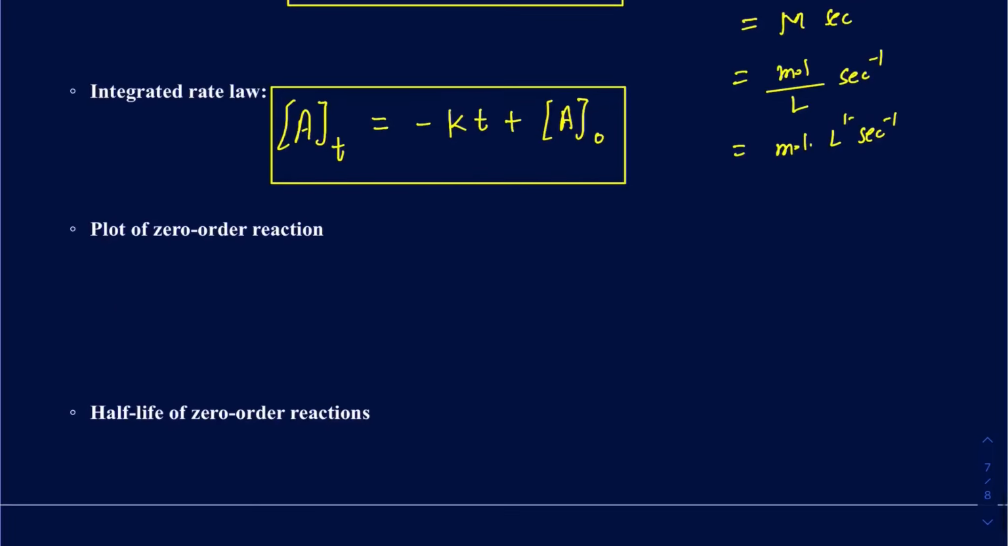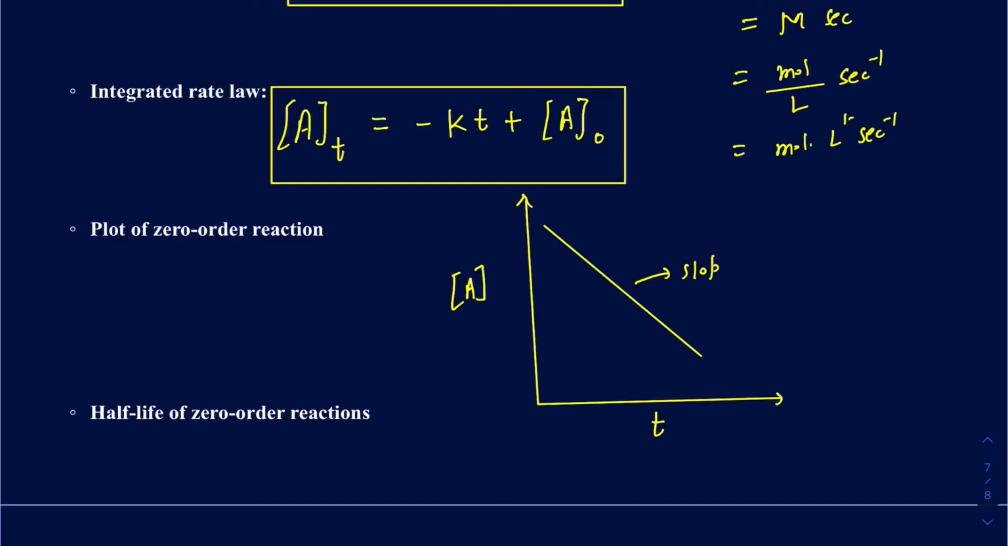And then when I'm plotting the graph, how is that going to look? Well, on the y-axis we're going to have just the concentration of A. On the x-axis is still going to be time, and the type of graph we're going to see is a straight line with a negative slope again, and the slope here is actually going to be equal to negative k.